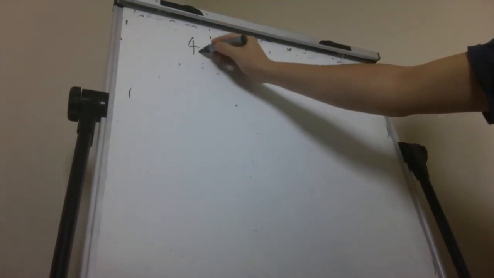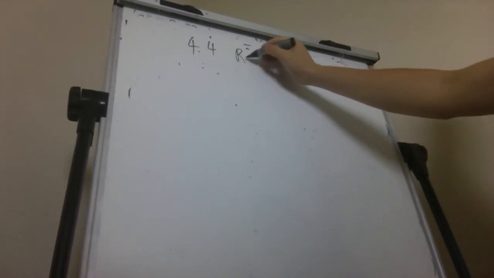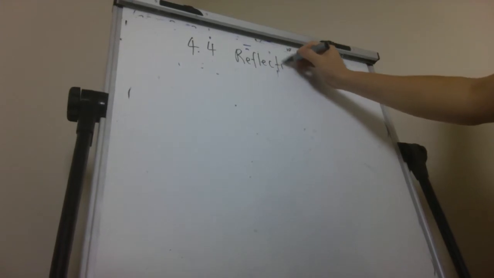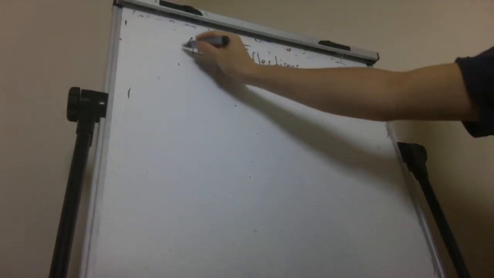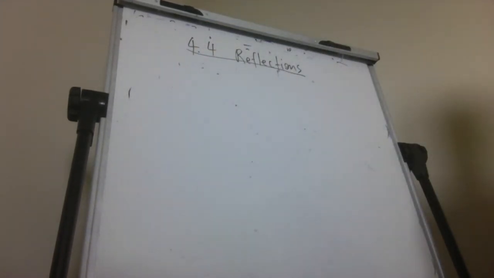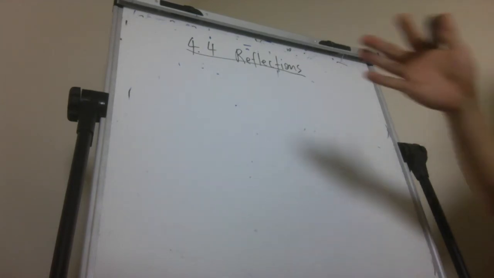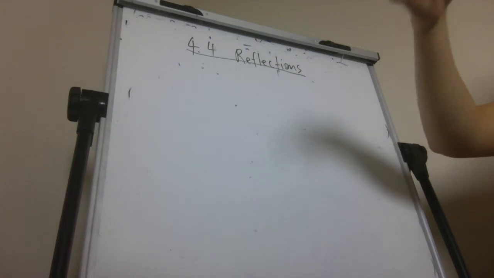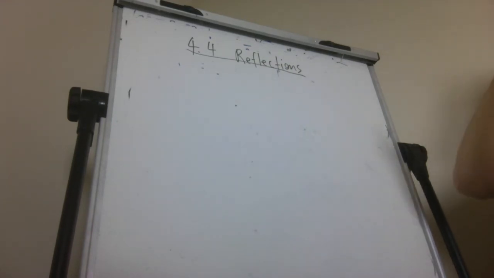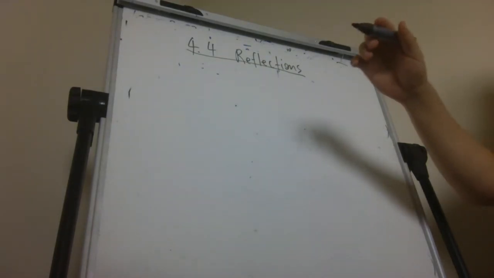4.4 in Geometry Revisit. Reflections. Okay. And I guess chapter 4 is about transformations. So actually we're viewing geometry stuff in terms of functions. Okay. So you know what a reflection is, right?